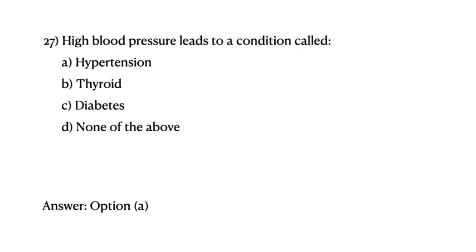Question number 27. High blood pressure leads to a condition called option A hypertension, option B thyroid, option C diabetes, option D none of the above. Now children, here the answer is hypertension. High blood pressure leads to a condition called hypertension. So here option A is the correct answer.